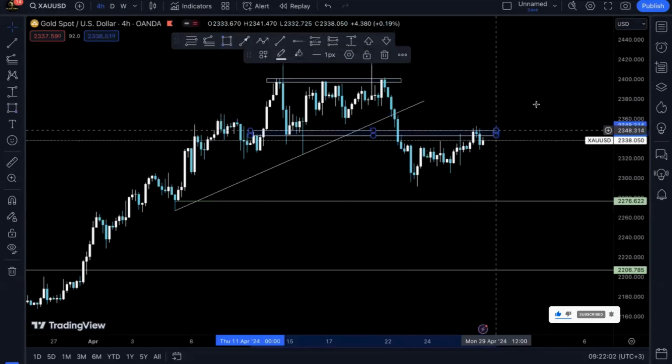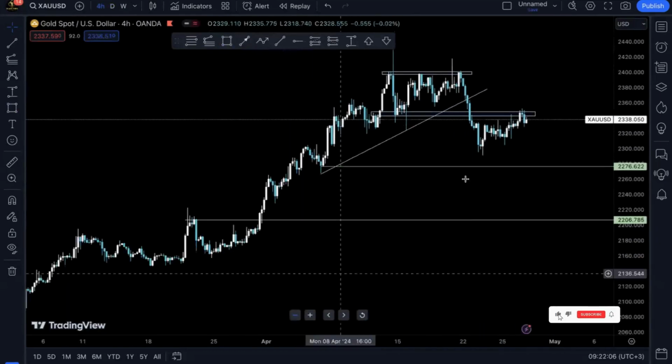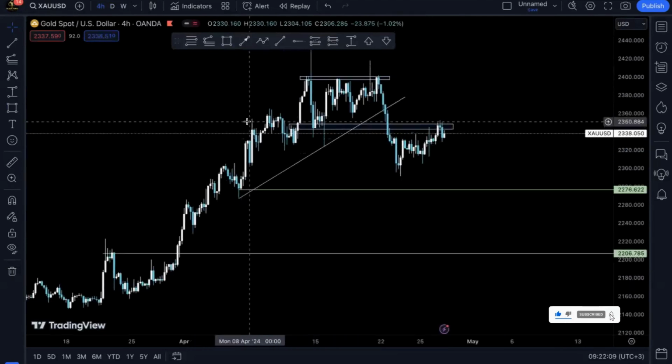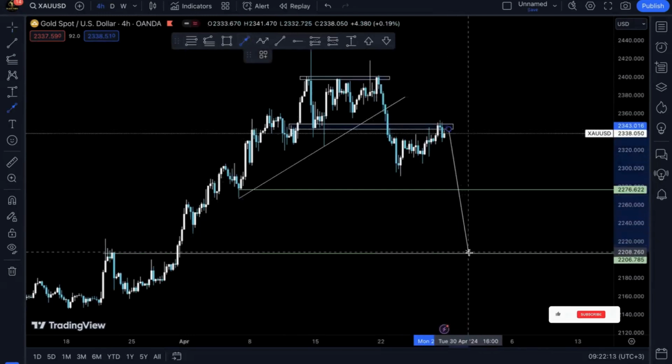Although long term, I believe gold will keep on being bullish. This is just kind of a retracement. So my view is that prices might keep on selling until somewhere here.